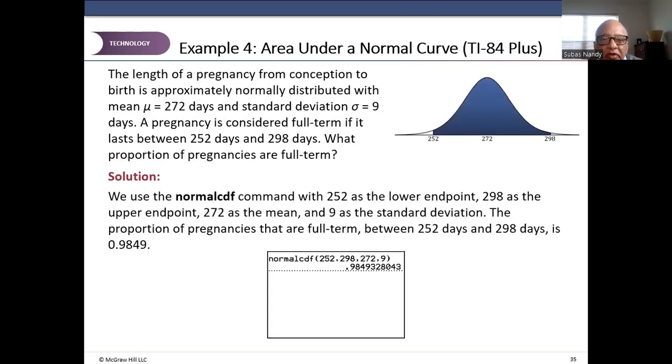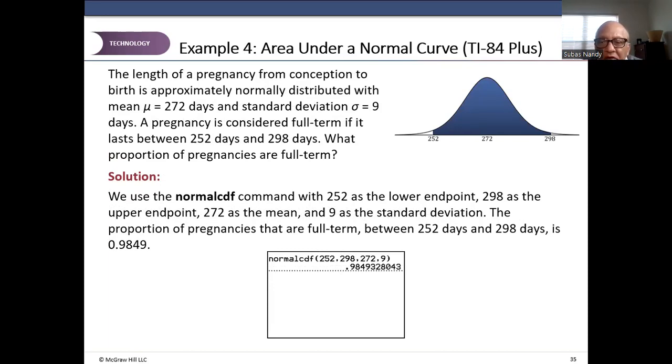And the length, same data, mean and standard deviation does not change. Pregnancy is considered full term if it lasts between 252 and 298. So the lower boundary is 252, the upper boundary is 298. So second verse, then scroll down to normal CDF, hit enter.